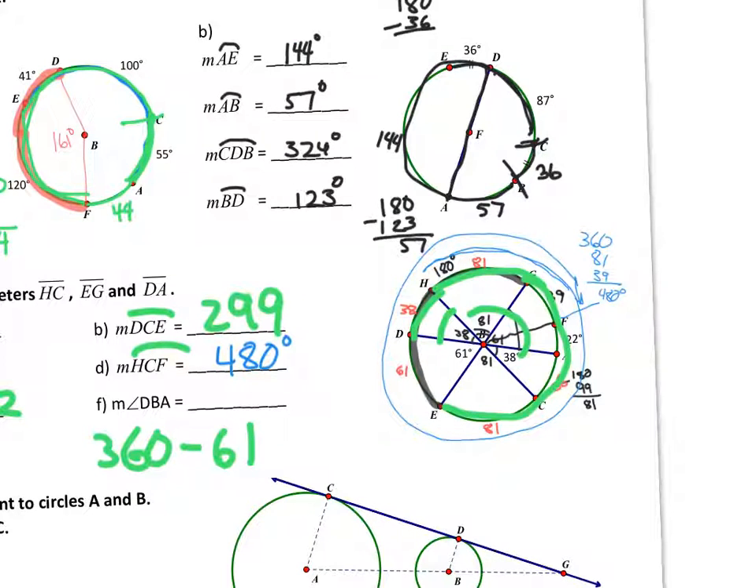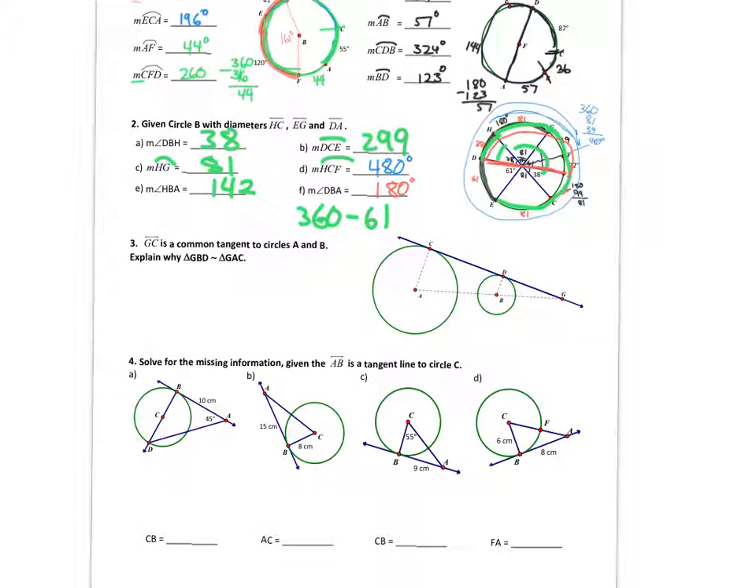And our diagram is definitely pretty marked up, but for this last question, angle DBA actually marks the semicircle, so that's 180 degrees for that last question. The next question says, line GC is a common tangent to circles A and B. So this line GC is a common tangent to circles A and B. Explain why triangle GBD is similar to triangle GAC.